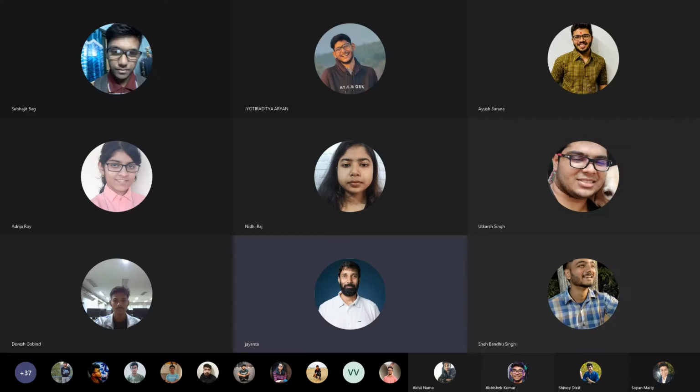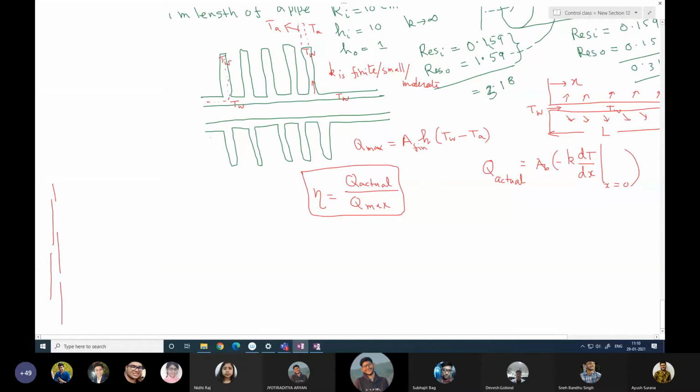And in that case, the amount of heat transfer from the fin can be readily calculated. We can say that the amount of heat transfer from the fin is total area of fin times heat transfer coefficient times T wall minus TA, because we know that T at every place on the fin is TW. So this is the total amount of heat that is transferred from an ideal fin.